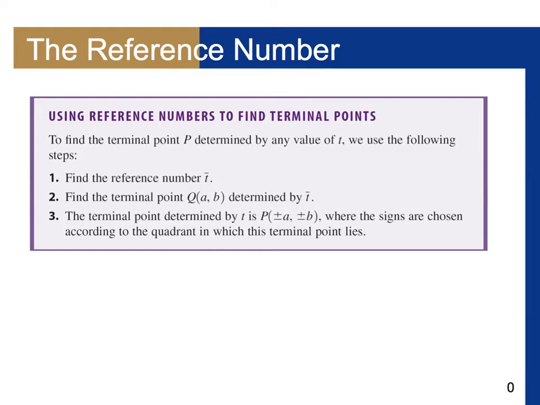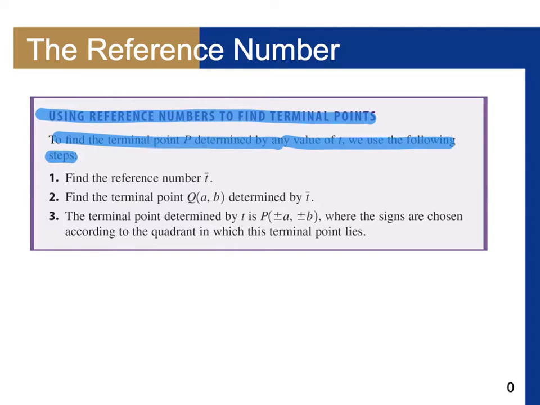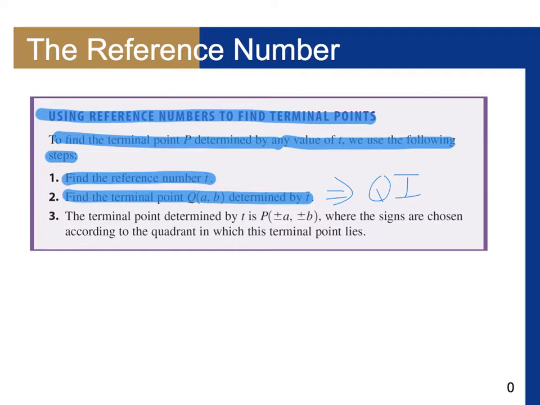Okay, so let's summarize how we're using reference numbers to find our terminal points. To find the terminal point P, determined by any value of t, we use the following steps. Find the reference number, t bar, which we just did. Then find the terminal point determined by t bar. So we're talking about the first quadrant here, Q1. t bar is going to take us into the first quadrant because t bar is going to be less than pi over 2, right? It's going to be something between 0 and pi over 2.